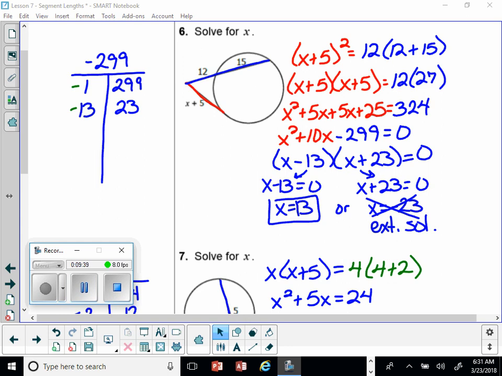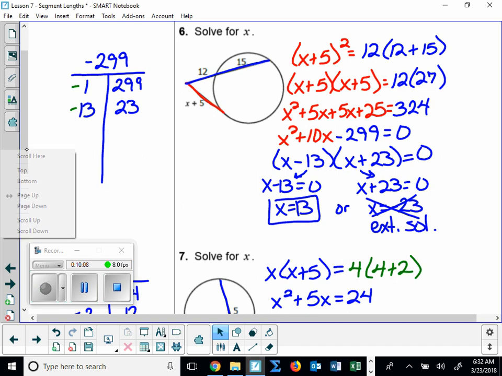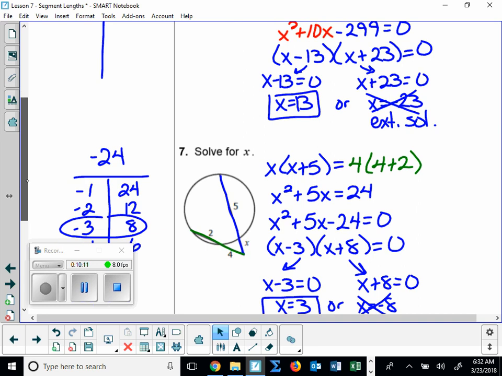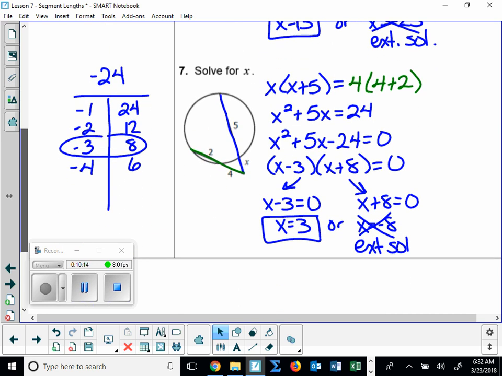Negative 299, I never would have found these factor pairs in my head. I definitely used my calculator using the y equals the number divided by x feature and then the table. And then I solved. I got my 2 answers because it is a quadratic. And then I checked the negative answer to see if it was possible in this problem, and it's not. The only answer is 13. The next one was a little easier to do because the numbers were smaller.